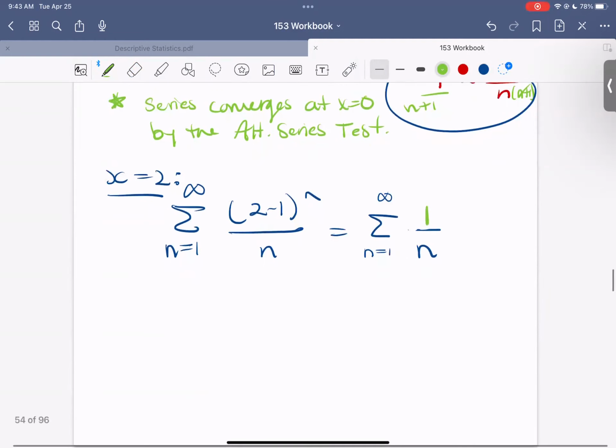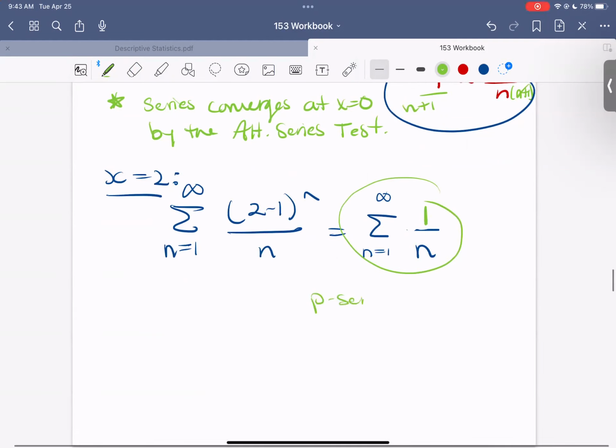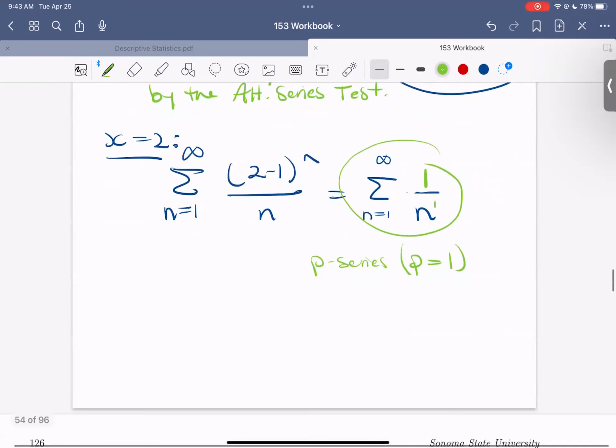All right, well, does this look familiar? Yeah, this is just a nice p-series, where our p is 1. That exponent on the n is 1. P-series with p equal to 1. So what do we know about p-series? Well, if p is 1 or smaller, we get divergence. So we can right away conclude that this diverges at x equals 2 by the p-series test.